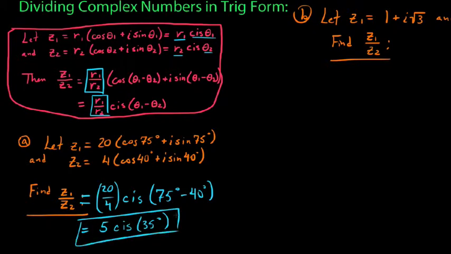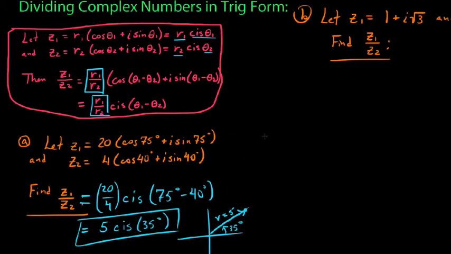As a matter of fact, this would just mean that our quotient is some number headed in a 35-degree direction, maybe something like this, 35 degrees, and 5 units out in that direction. We say our r is equal to 5. So this is our quotient between these two numbers.